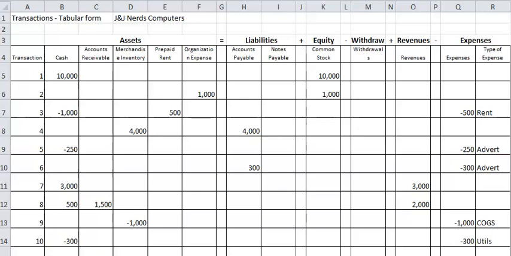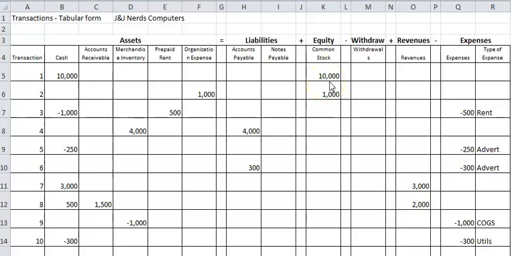Okay. The owners invested, number one, the owners invested $10,000 in the business purchasing common stock. What happened? Remember, we've got to keep the business separate from the personal. So cash went up $10,000, and so did common stock go up $10,000. So we see transaction one, cash goes up, common stock goes up.